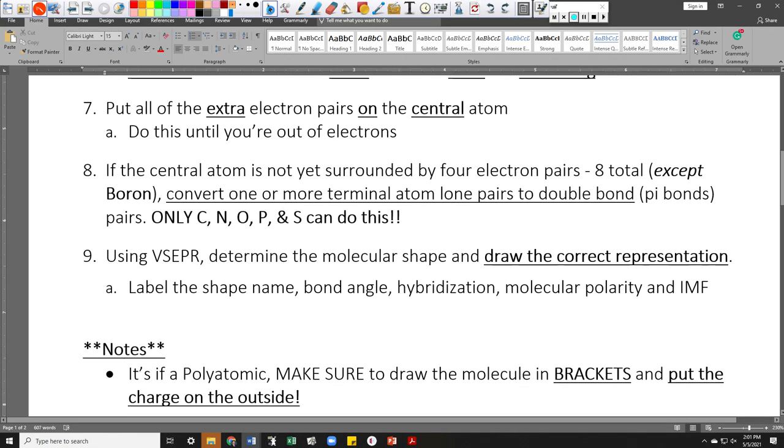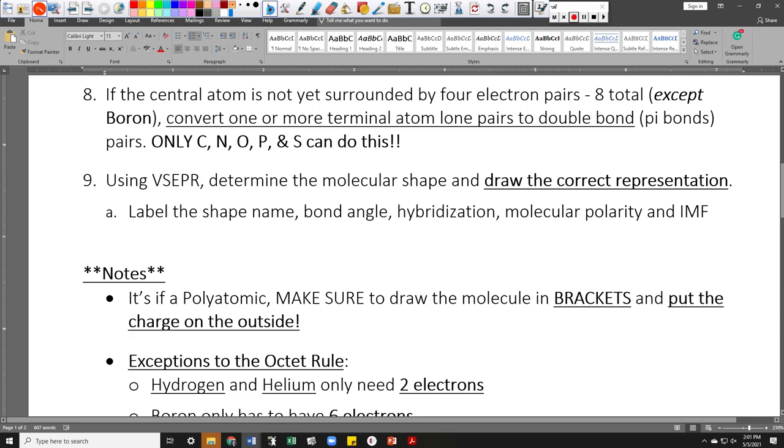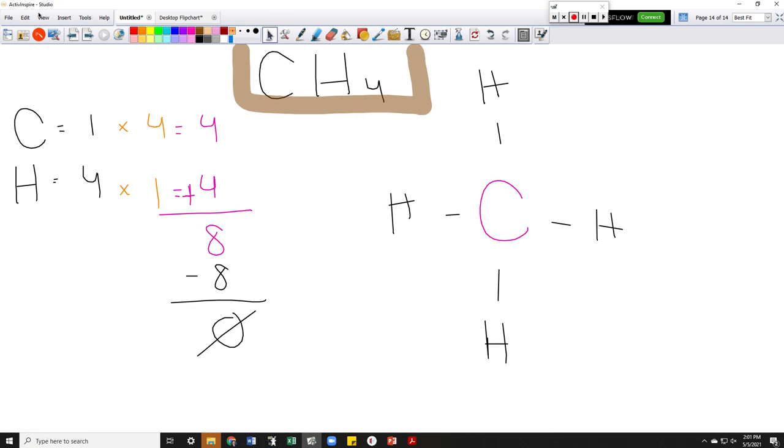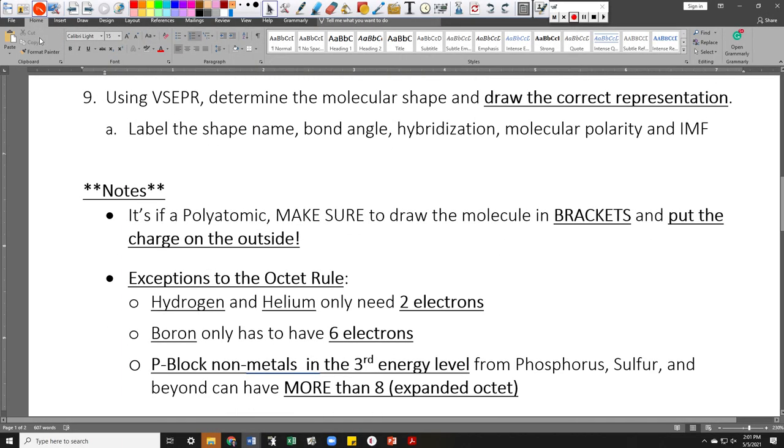Put all of the extra electron pairs. Do I have any left? Skip it. Number 8: if the central atom is not yet surrounded by 4 electron pairs, or 8 total, let's pause and check. Who's in the center? Does it have its 8? So do I even need to worry about that step? Skip it. Put a big star beside number 9.